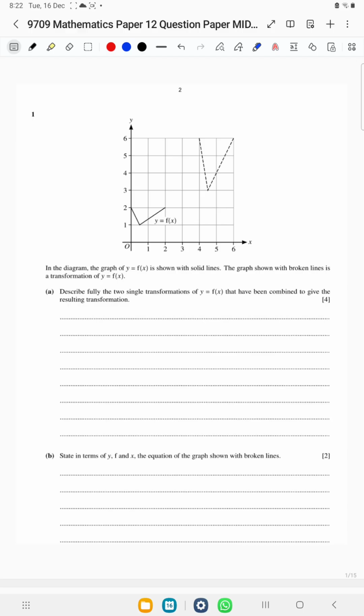Guys, today we are going to discuss 9709/12, the mid-year December 2025. Here's question 1. It states that in the diagram, the graph of y = f(x) is shown with solid lines. The graph shown with a broken line is the transformation of y = f(x). We have to describe fully the two single transformations of y = f(x) that have been combined to give the resulting transformation, that is, the broken line. We have to describe two single transformations.